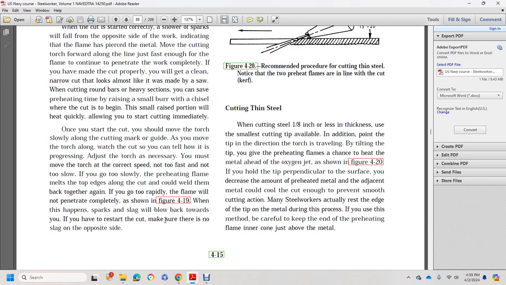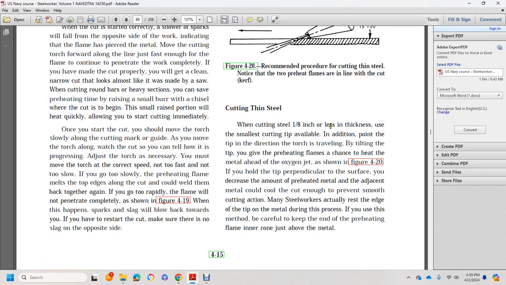As you move the torch along while cutting, you watch your cut to see how it's progressing and adjust the torch if necessary. You must move the torch at the correct speed, not too fast, not too slow. If you go too slow with the preheating flame, the metal at the edge along the cut melts and the cut welds back together again. If you go too rapidly, the flame will not penetrate completely, as shown in figure 419. When that happens, sparks and slag will blow back towards you. If you restart the cut, make sure there is no slag on the opposite side.